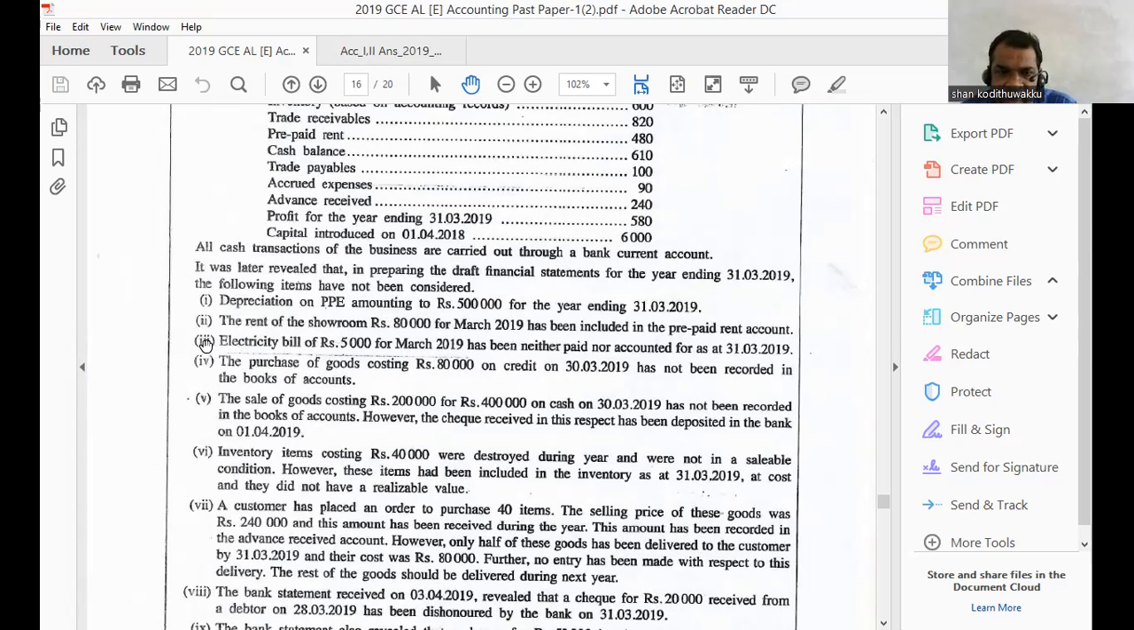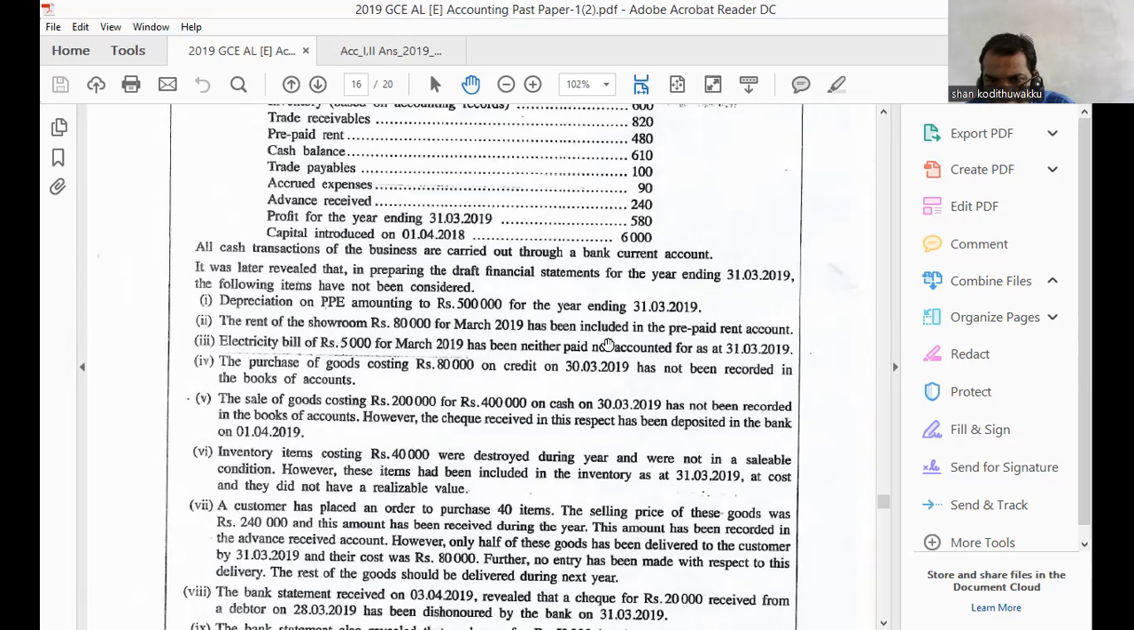We'll move to adjustment number 3. Electricity bill of 5,000 for March 2019 has been neither paid nor accounted for as at 31st March 2019. No, they haven't paid, and also they haven't accounted. Neither paid nor accounted means both have not happened. Therefore, we have to adjust. Electricity is an expense. Therefore, expenses will reduce equity. Then we can put minus 5 under equity.